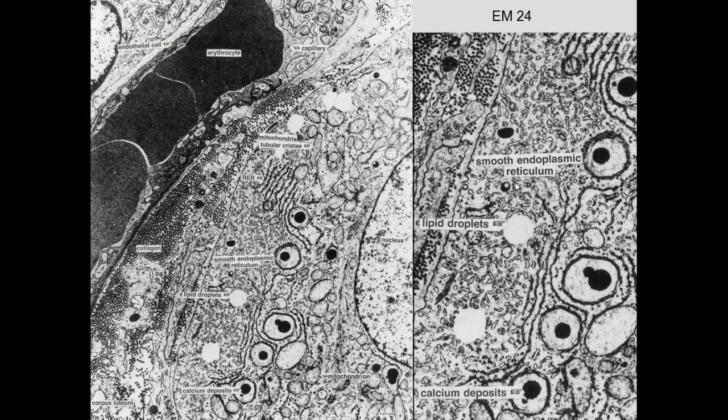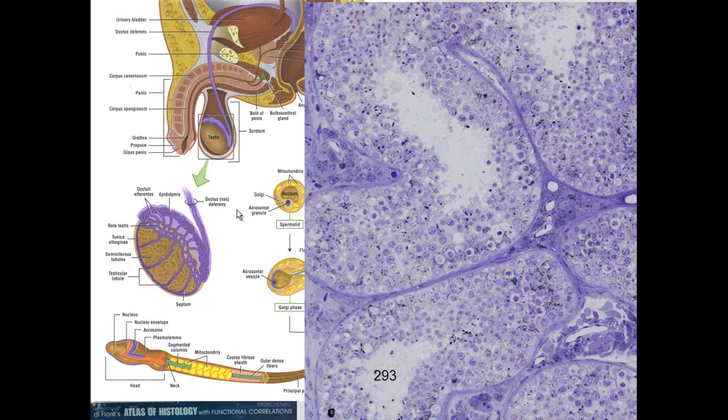If we look at this electron micrograph 24, we can see that the corpus luteum cell has a lot of smooth endoplasmic reticulum, and also lipid droplets as well as a host of mitochondria. All of those are characteristic of steroid secreting cells. Another characteristic of the endocrine system is a rich vascular supply, and we can see the red blood cells in the capillary, very close to these endocrine cells.